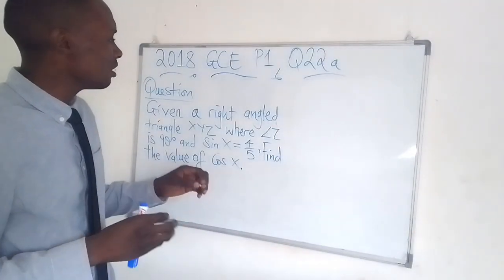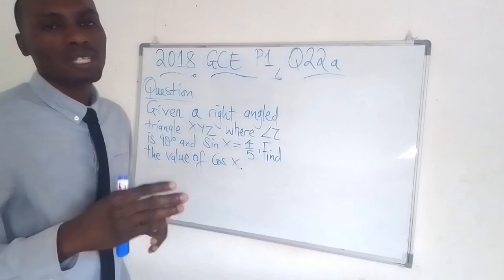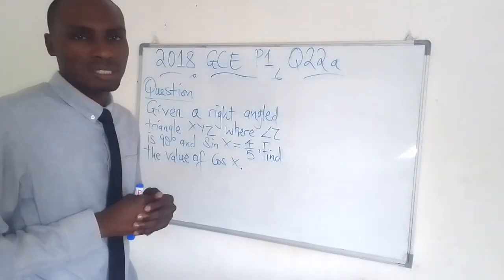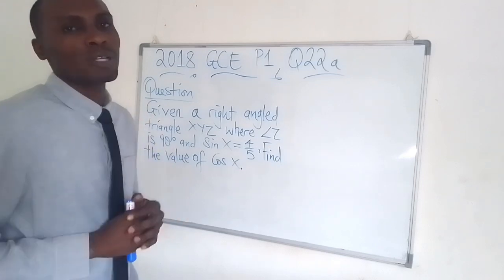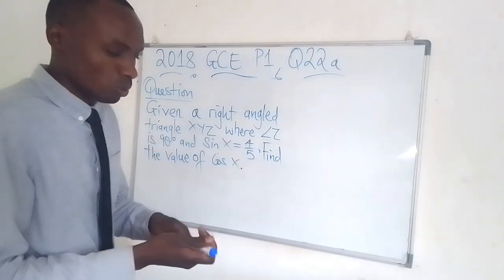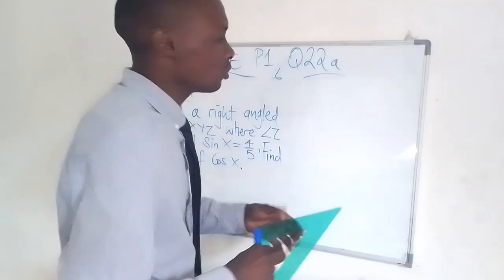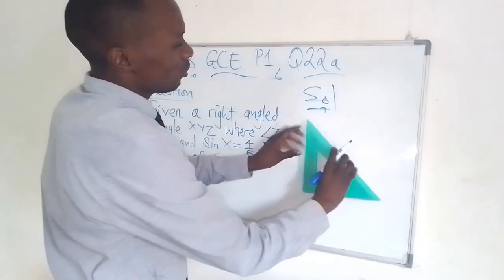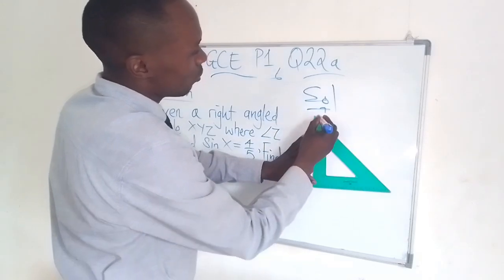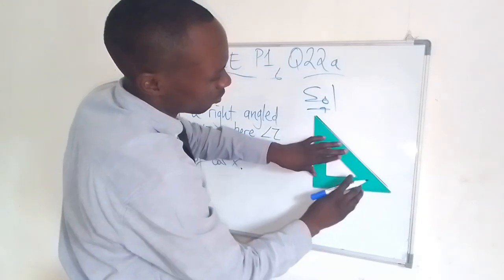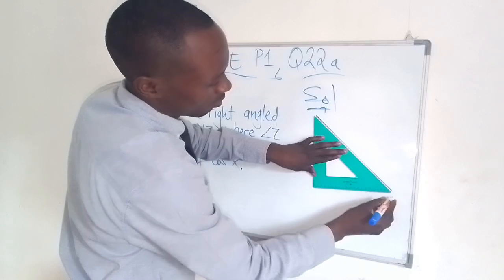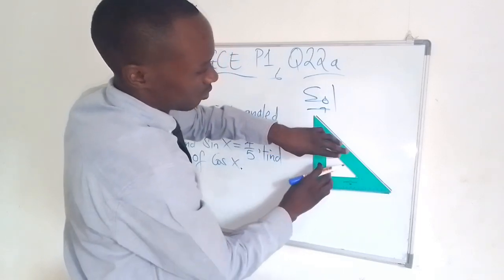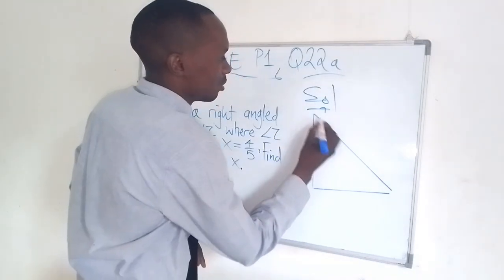Now, the information given is that we are dealing with a right angle triangle, and angle Z is equal to 90 degrees. So for that, we are going to start by drawing a right angle triangle. I'll use this instrument to help me draw a right angle triangle. So for our solution, we are going to start with a right angle triangle.